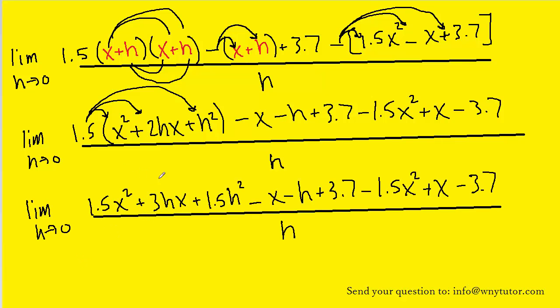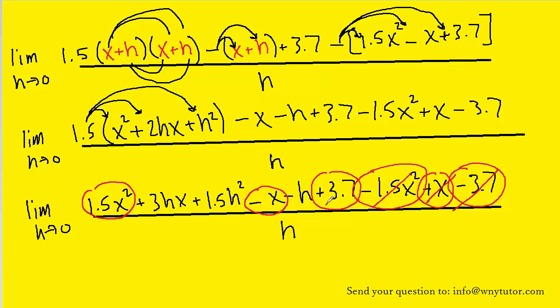And now we come to what I consider to be the most fun part of this problem, and that is the canceling of opposite terms. So we'll notice in the numerator that we have a positive 1.5x squared and a negative 1.5x squared. We have a minus x term and a plus x term. And finally, we have a plus 3.7 and a minus 3.7. So we can go ahead and cancel all of those opposite terms, leaving us with an even more simplified expression.